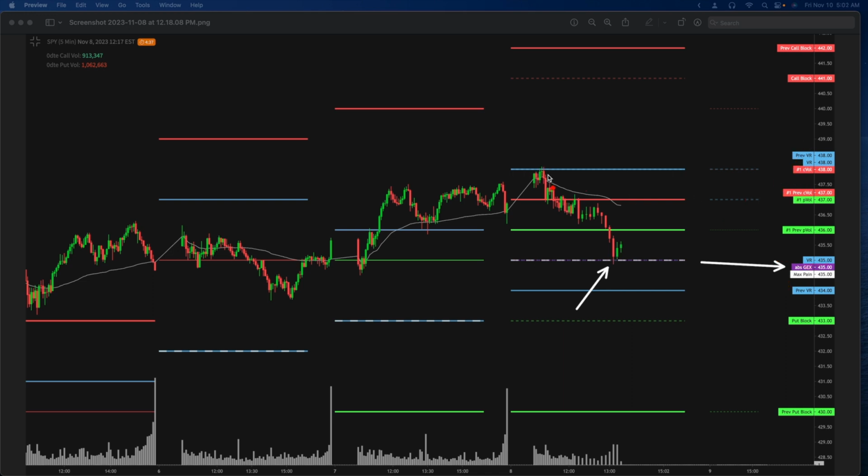What do we know about the #1 call volume? That tends to act as resistance. That's why it's red as price is heading up into that strike price.